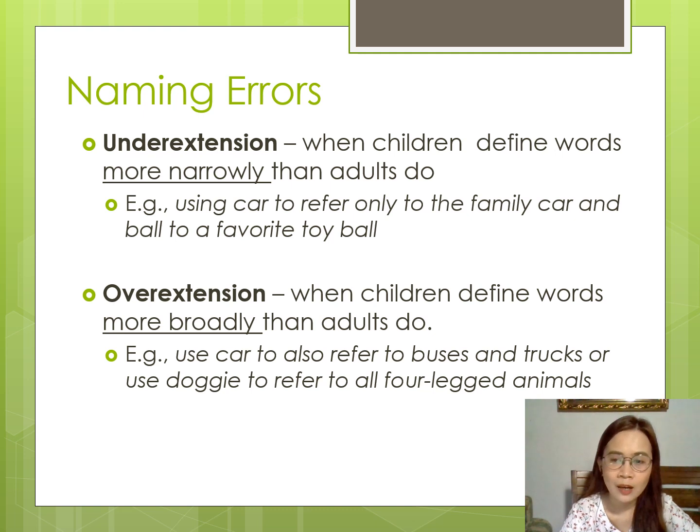Halimbawa, may kotse sila. So, yung car o kotse, yung kotse lang nila. Pero yung kotse ng kapitbahay, hindi na yun kotse. Or hindi na siya car. Or yung ball. Yung ball lang niya, yung toy lang niya, ang tawag ay ball. Pero yung ball ng kaibigan niya o ng kalaro niya, hindi ball. So, that is underextension.